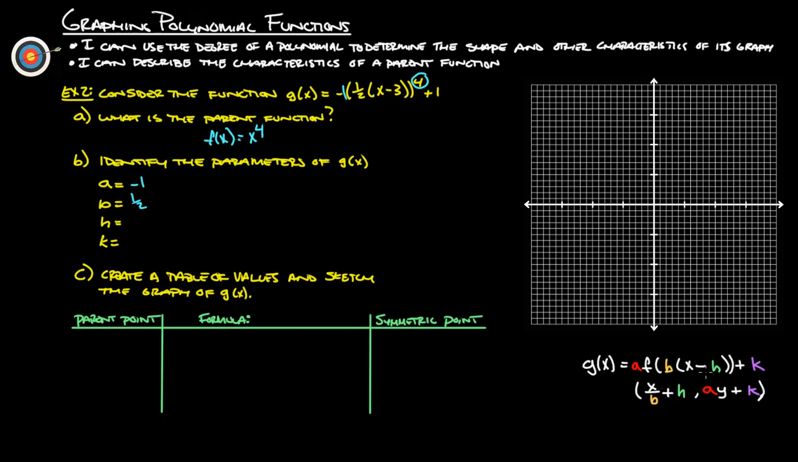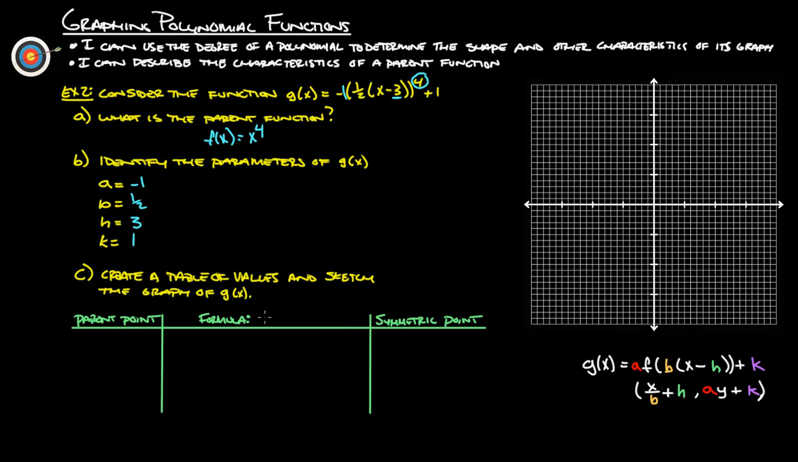And then x minus h, so it's minus 3 here, or what do you put in for this? What do you put in for x? So this equals 0 is going to be 3, and then what's at the end? A positive 1. Okay? And then now create a table of values and sketch the graph of g of x.